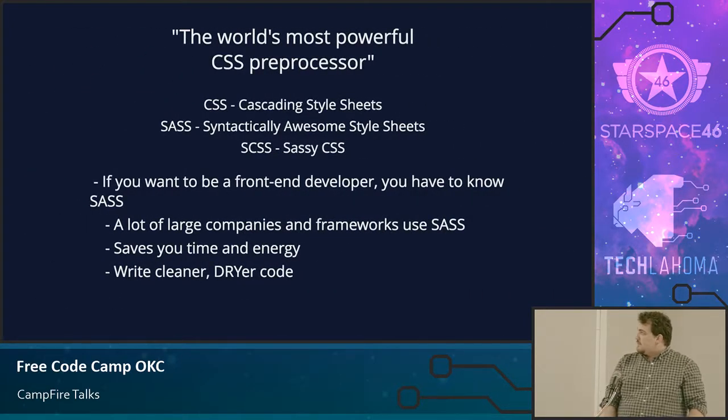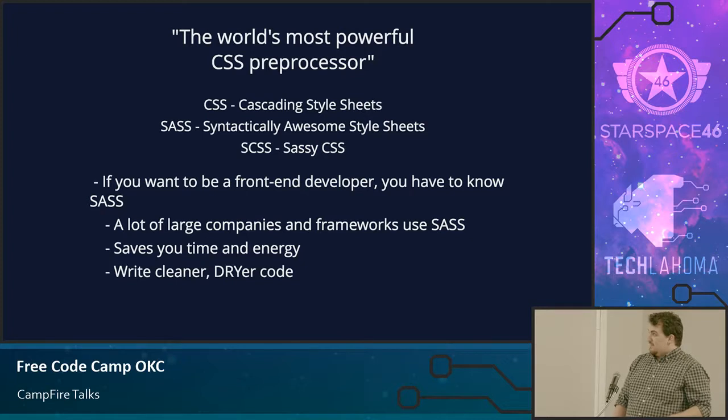So CSS, if you don't already know, is cascading style sheets. That's the language that we use to actually make things look pretty on the page. And Sass stands for syntactically awesome style sheets. So that's what we'll be talking about today. And then SCSS is a sort of offshoot of Sass. It stands for Sassy CSS, and it's a little bit closer to what we are used to.